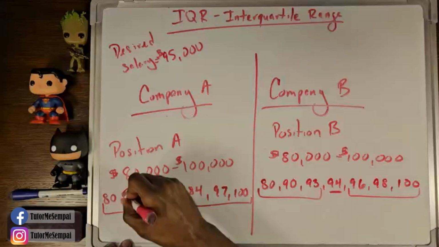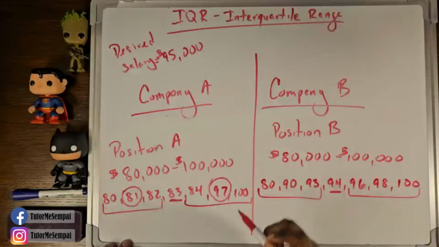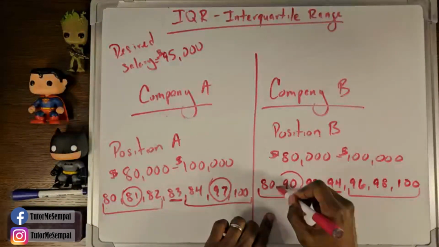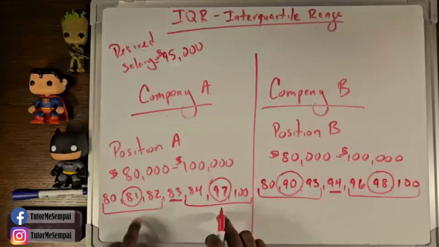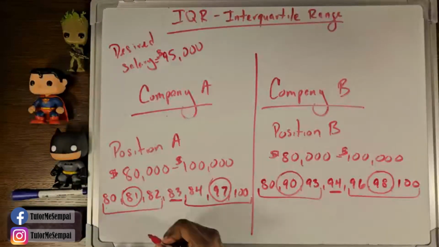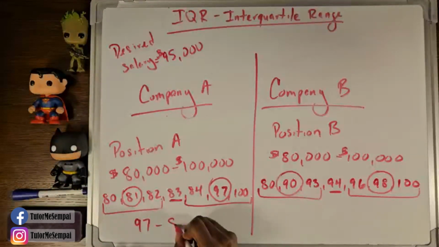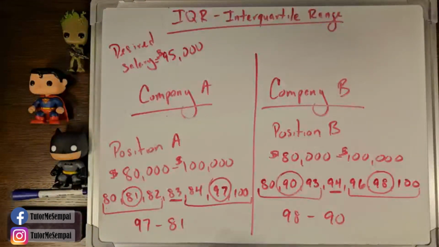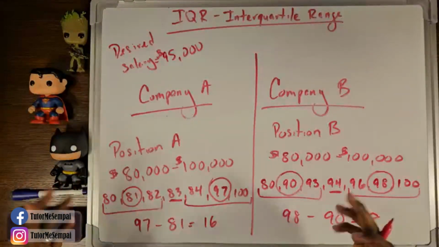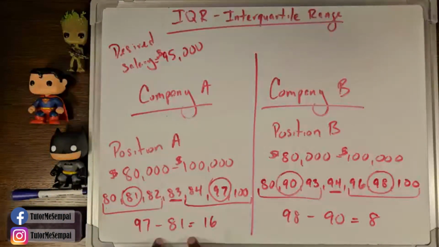So over here we have 81, 97. Over here we have 90, 98. Once you found those medians, you're going to subtract them. So you're going to have 97 minus 81, and you're going to have 98 minus 90. Now when you subtract these, you're going to get what? 16, 8. And remember, this is in thousands. So the interquartile range here is 16,000 versus 8,000 for company B.